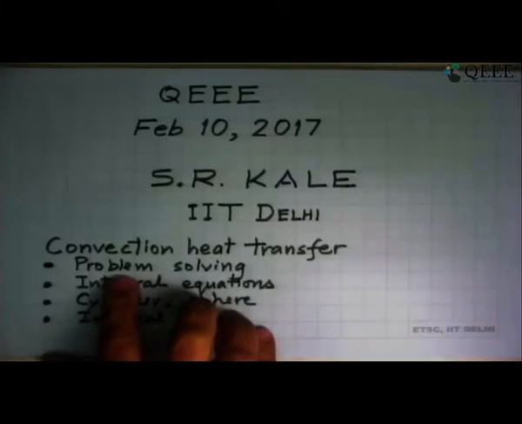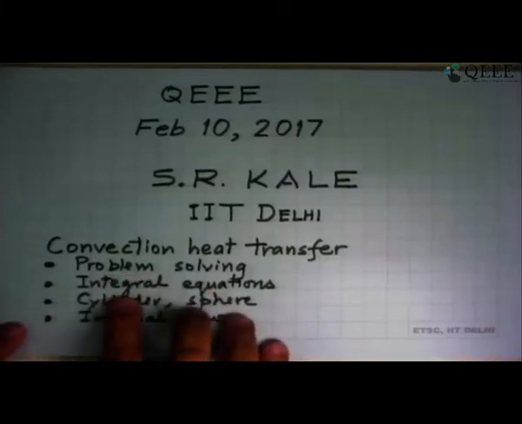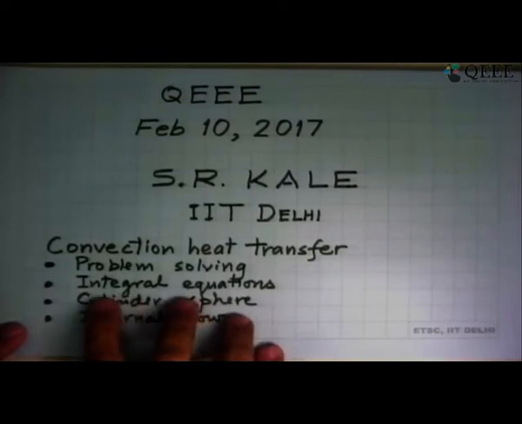Good morning. This is the third lecture now on forced convection, and today we will begin by looking at solving a few problems on forced convection heat transfer. We will then move on to examine what the integral equations of the boundary layer are. We had derived the differential equations yesterday. Now we will look at the integral equations.